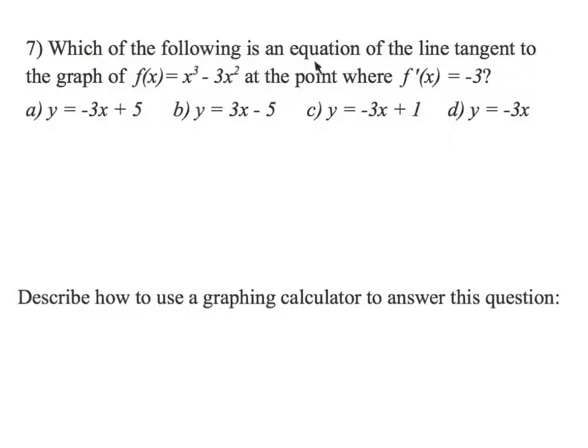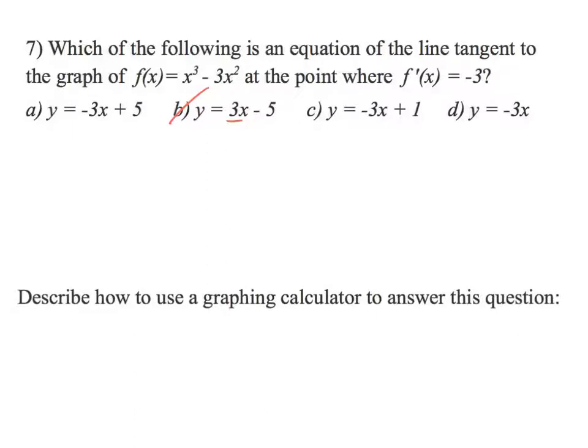Which of the following is the equation of the line tangent to the graph f of x at the point where the slope, the derivative, is -3? So first we look at these four graphs of tangent lines and think which ones don't have a slope of -3. And we can get rid of this one, because we know right there the slope is 3, because we know on a line the front number is the slope.